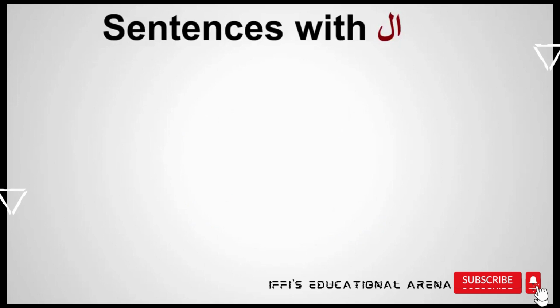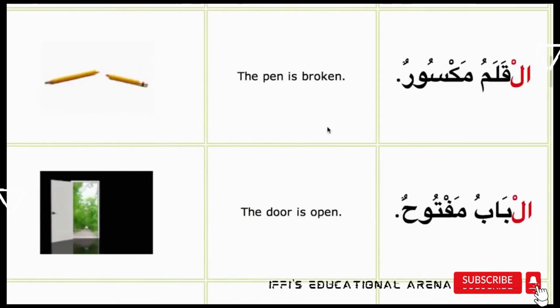Let's do some practice, inshallah, with all this, keeping all this in our mind. So if you make a simple sentence, if you say al-qalamu maksurun, the pen is broken. So al-qalamu is mubtada, definite, single dhamma, maksurun, indefinite, double dhamma. The door is open, al-babu maftuhun.